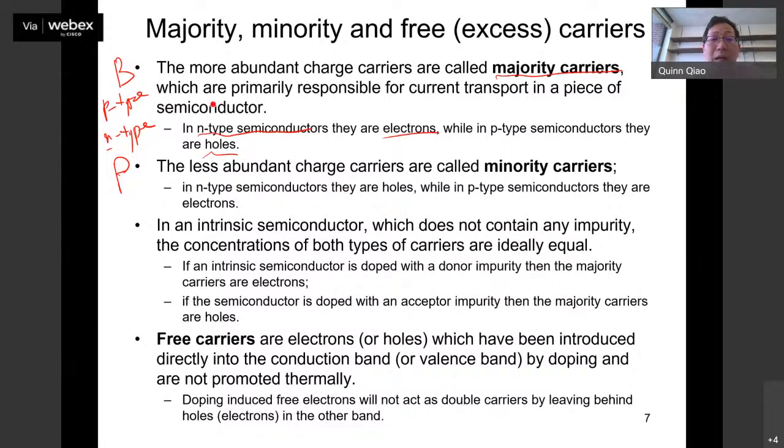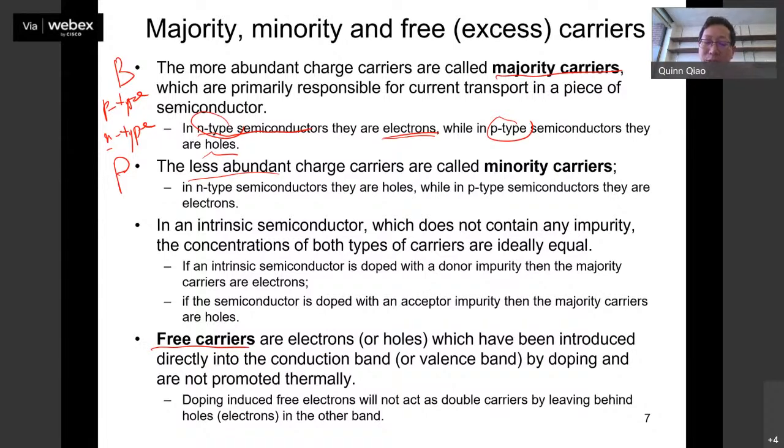But in the N-type, the majority carriers are electrons. In P-type, they are holes. When I talk about minority carriers, it is just the opposite of the other one. Okay, so this is the definition: the less abundant carriers are the minority carriers. And free carriers, as I mentioned earlier, whenever you get electrons into the conduction band, those are free carriers.